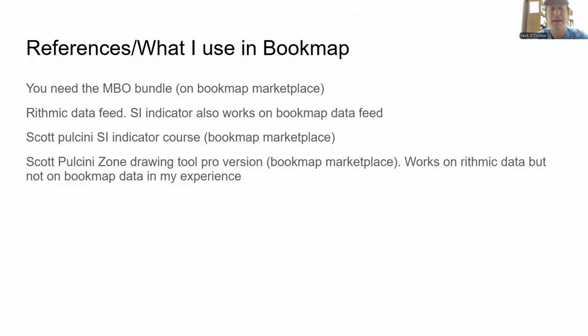I learned how to use the SI indicator through Scott Pulcini's SI indicator course, which I think is a fantastic resource if you want to really become an expert in how to use Bookmap. I also use his zone drawing tool, the pro version, which you can get at the Bookmap marketplace. The tool makes it really easy to figure out if the setup's a long or a short, and if you like what your size is as well. We can talk more about that in another video.